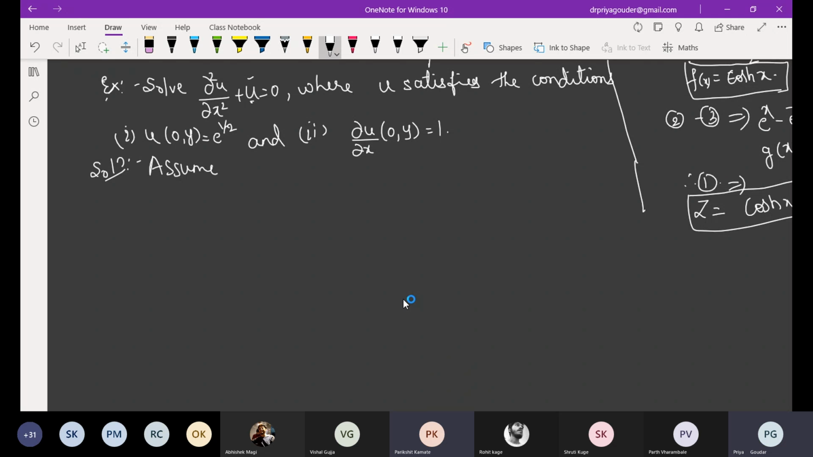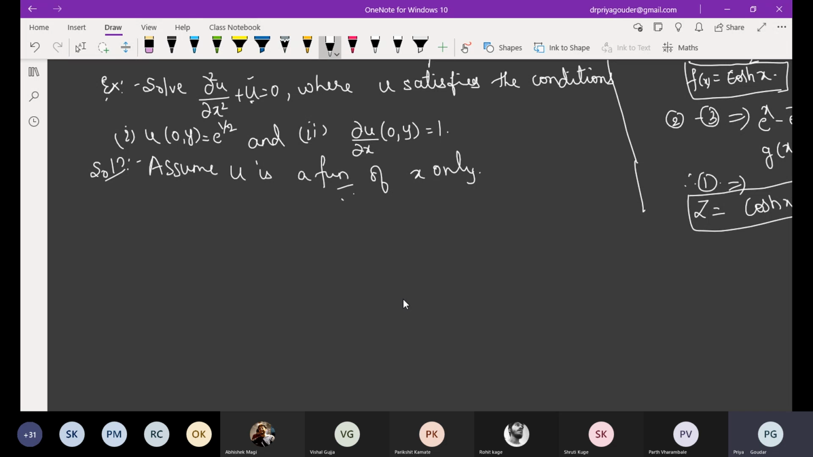Assume z, is it z I have to use or which notation I have to use? Which variable? Dependent variable is what? U. Assume u is a function of x only. Yeah, x only. In the previous it was y, so we have taken it. Here it is only x. So, write that line.